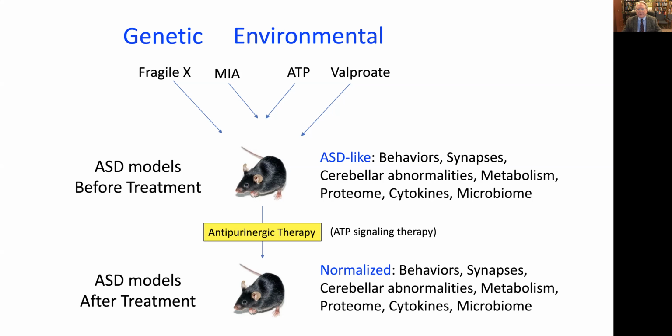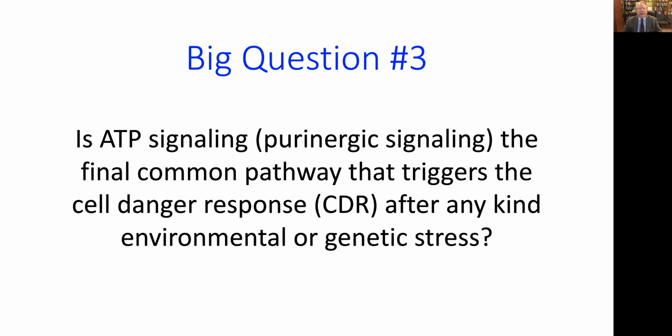So they're normalized behaviors, synapses, cerebellum, metabolism, proteome, cytokines, and microbiome after purinergic signaling therapy with drugs like Suramin, for example. So that leads naturally to a big question number 3. Could ATP signaling or purinergic signaling be the final common pathway that triggers the cell danger response after any kind of environmental or genetic stress? So I emphasize this as, environment and genetics working together.